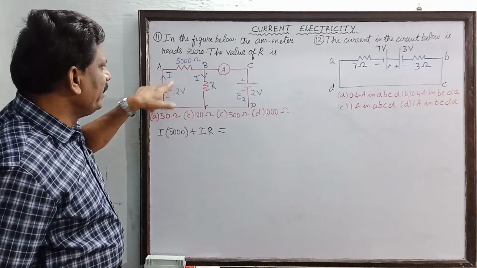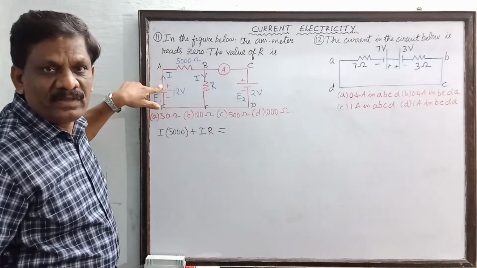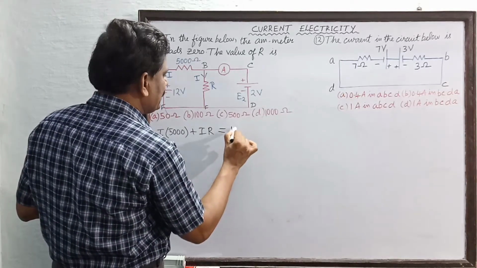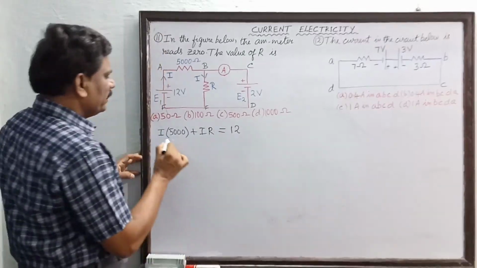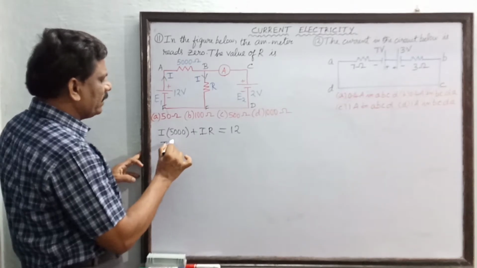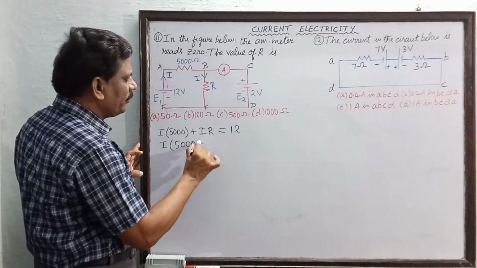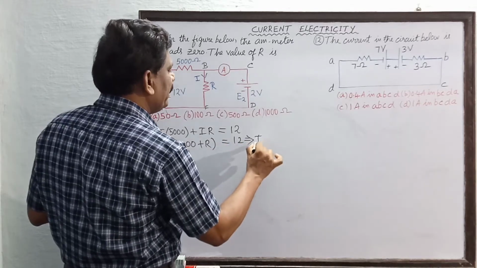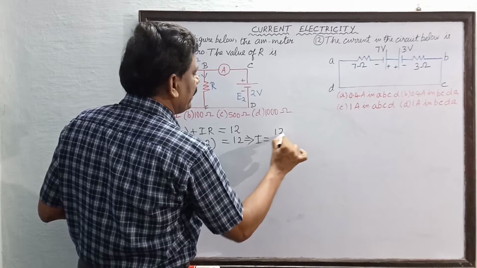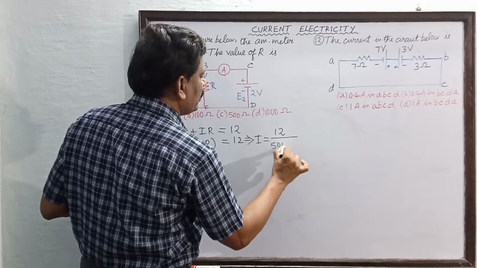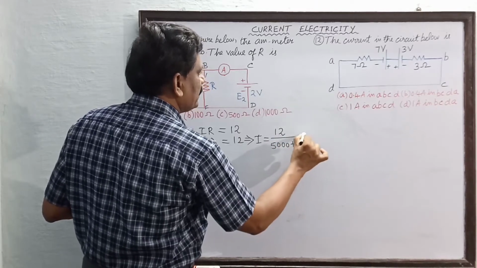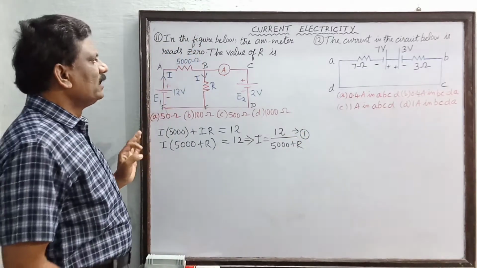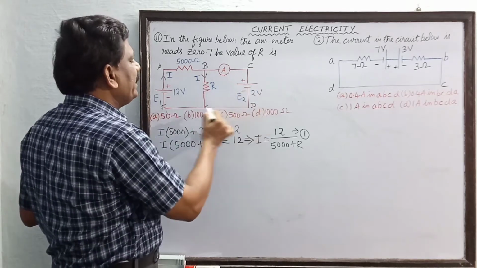Now the current is leaving the positive terminal of the cell. Therefore this must be equal to plus 12 volt. So the common factor is I: I into (5000 plus R) is equal to 12. This implies I is equal to 12 divided by (5000 plus R). So this is equation 1.